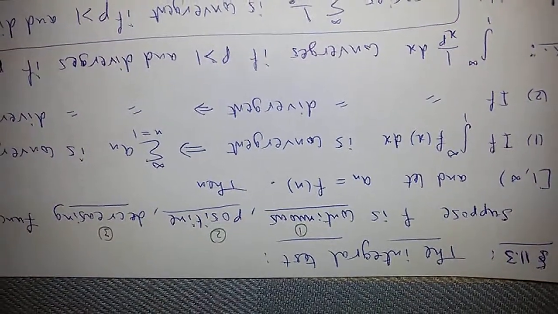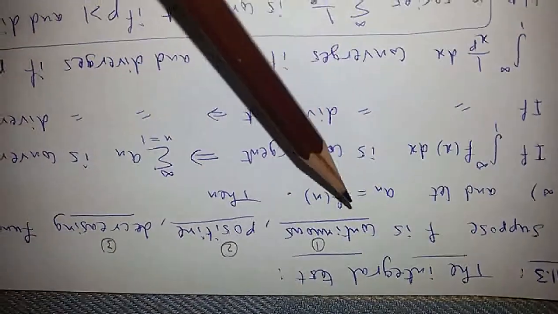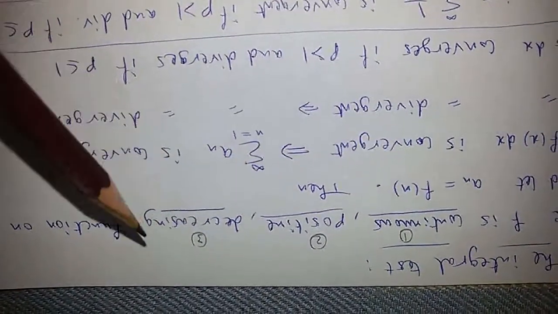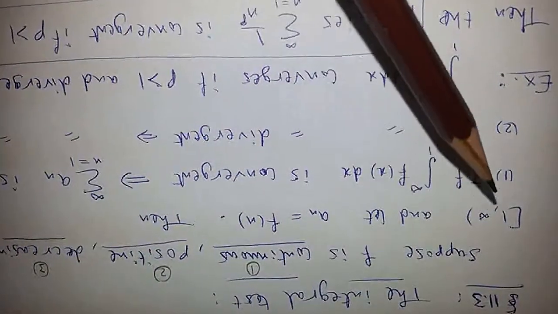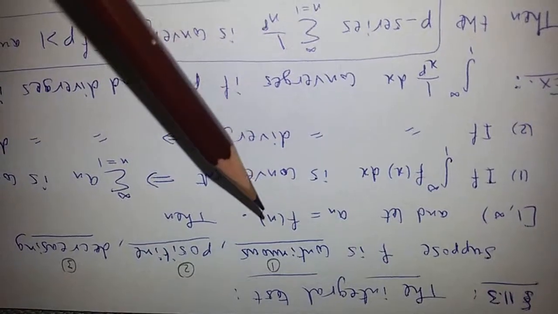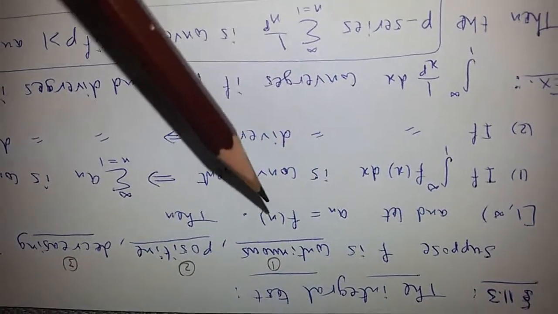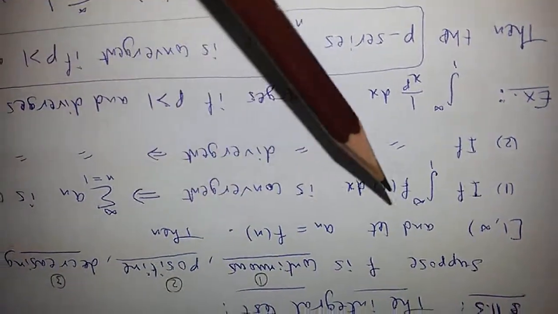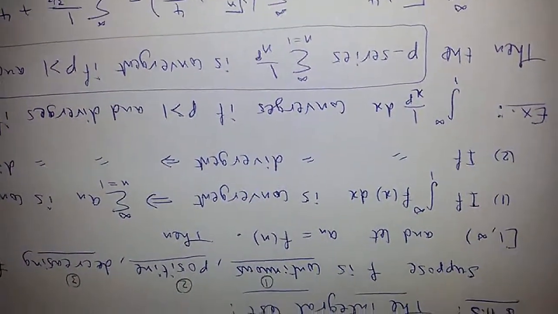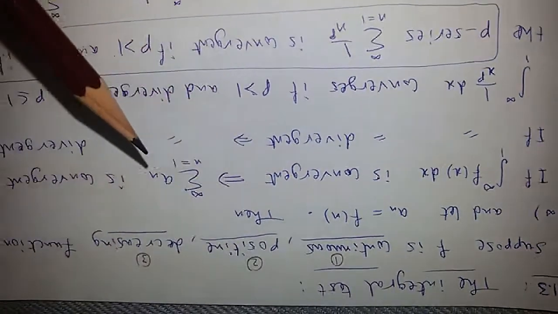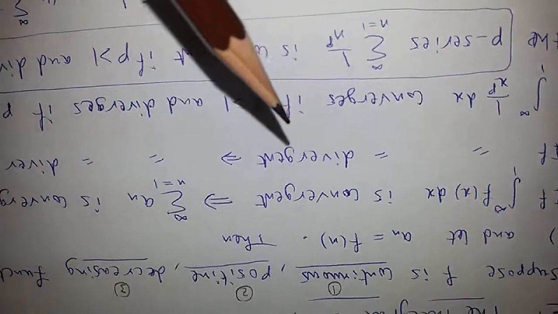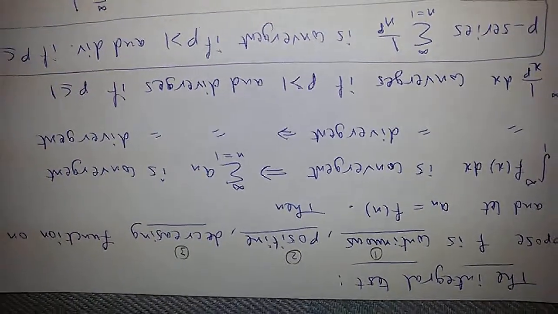The integral test says that if you have a function which is continuous, positive, and decreasing, and these are three conditions, on this interval from 1 to infinity, and if the sequence takes its values on the function, a(n) equal f of n, then if the improper integral from 1 to infinity of f of x dx is convergent, then the series would be convergent. And if the improper integral is divergent, then the series would be divergent.